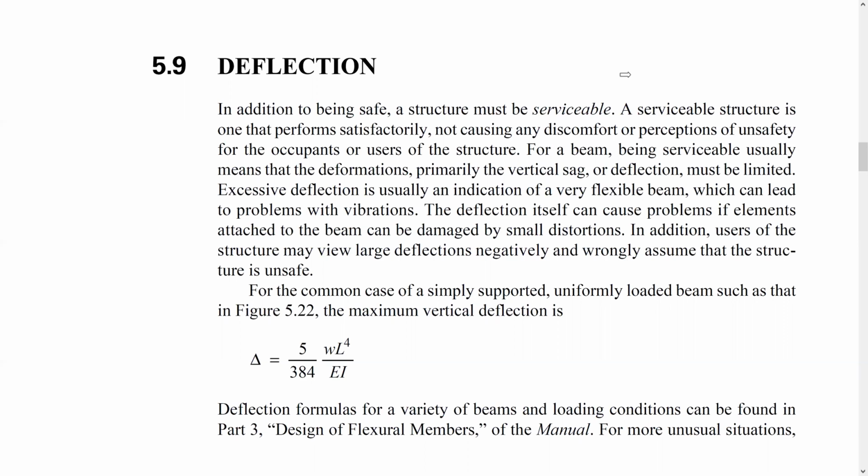But we need to outline the acceptable deformation limits. If the deformation exceeds the limit, we should say that this structure is unserviceable and we need to take an action.